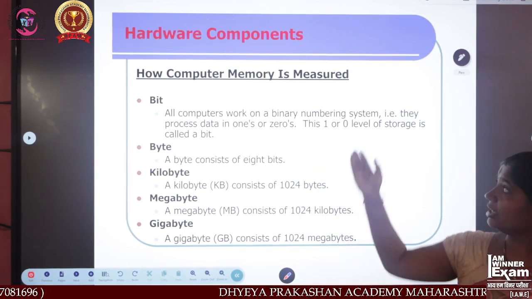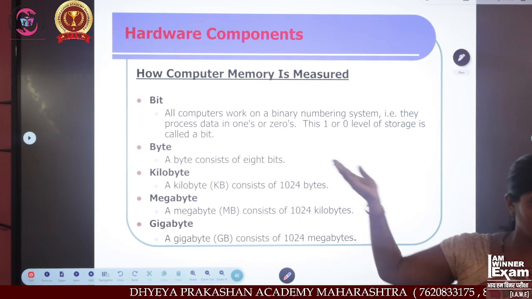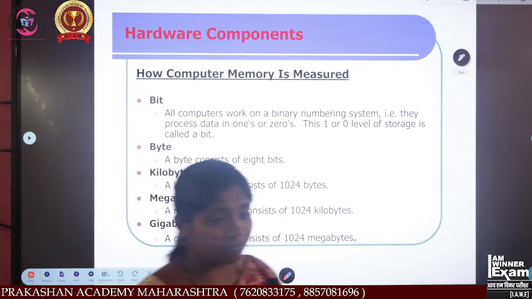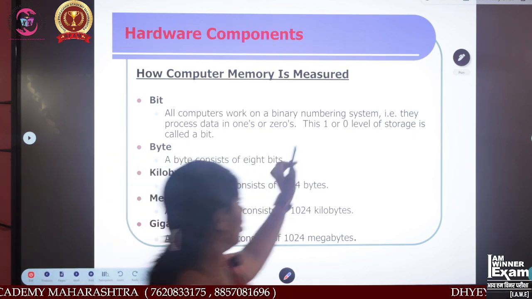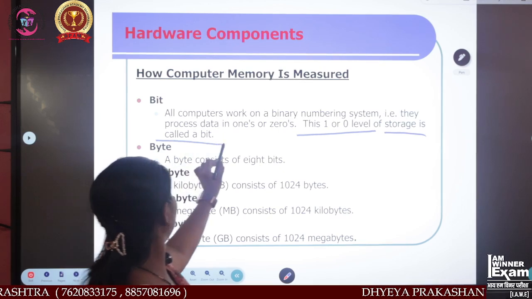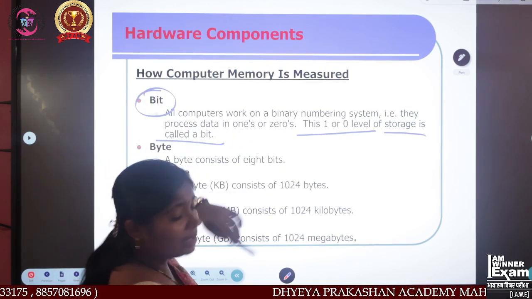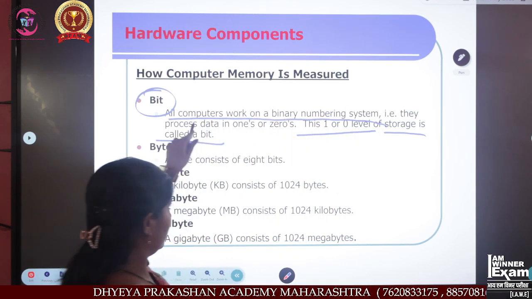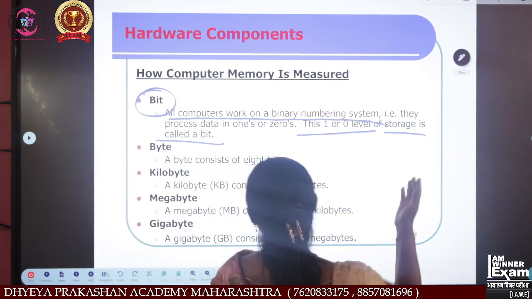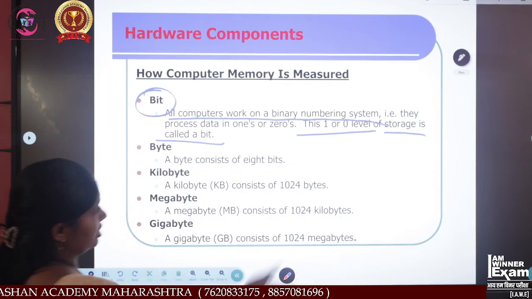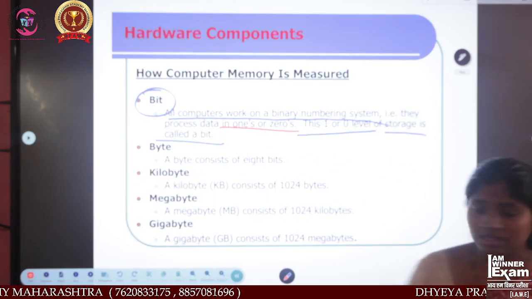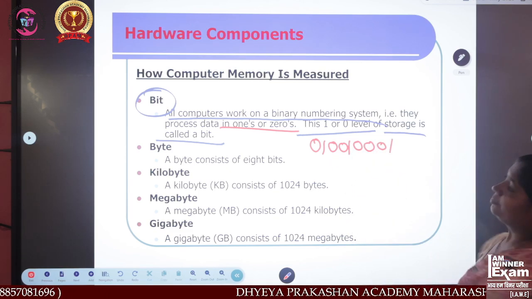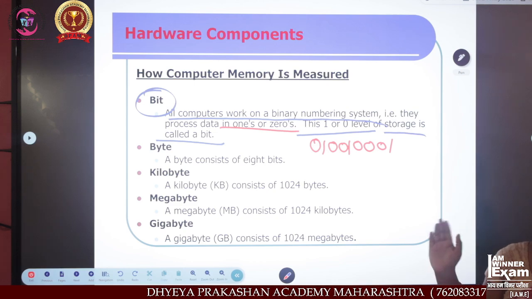Next, how is computer memory measured? Bit. All computers work on a binary numbering system, that is, they process data in ones or zeros. This one or zero level of storage is called a bit.